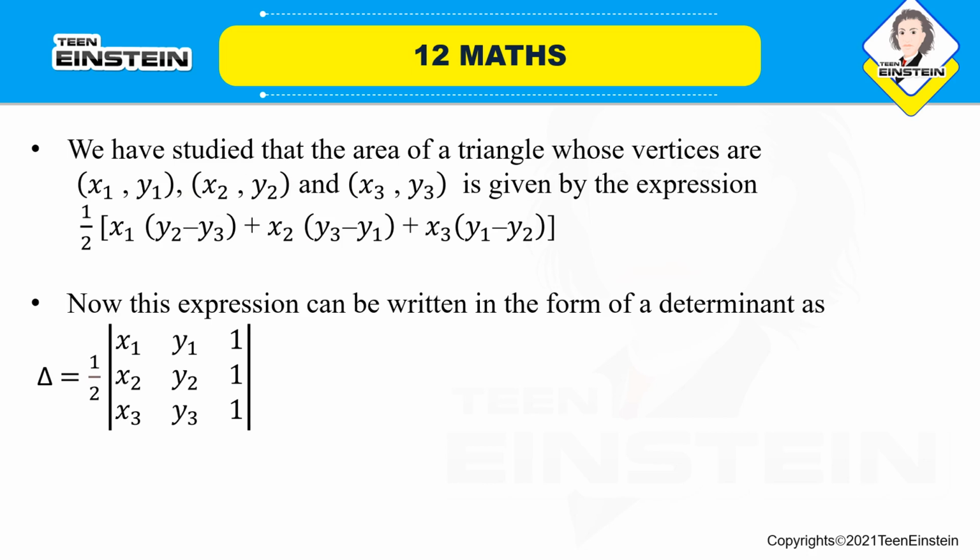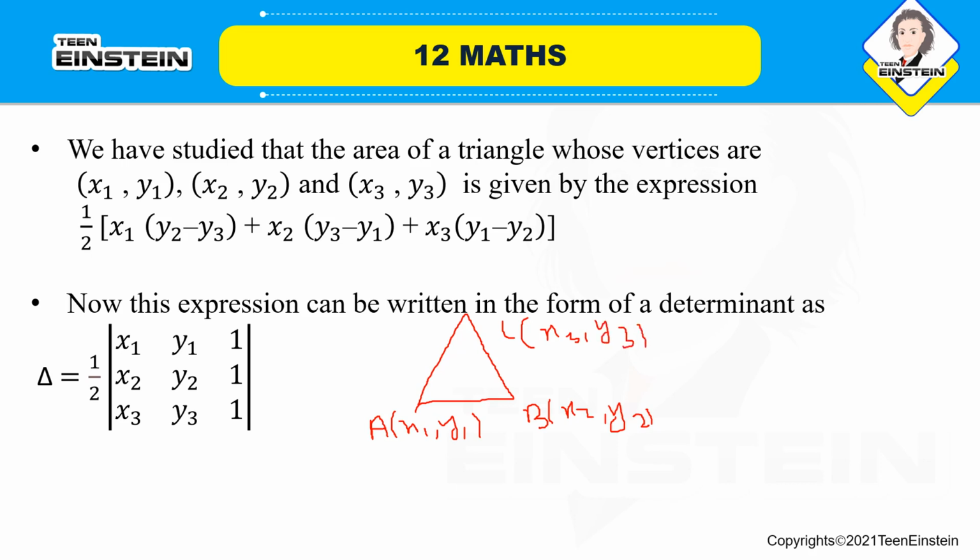The area of the triangle whose vertices are given by x1, y1. I'm taking x1, y1 as A of x1, comma y1. This is the first vertex. Then the next vertex is x2, y2. It can be taken as B of x2, comma y2. Then the third vertex is x3, y3. That can be taken as C of x3, comma y3.